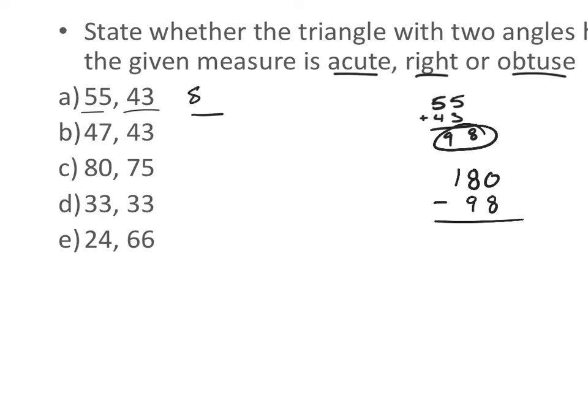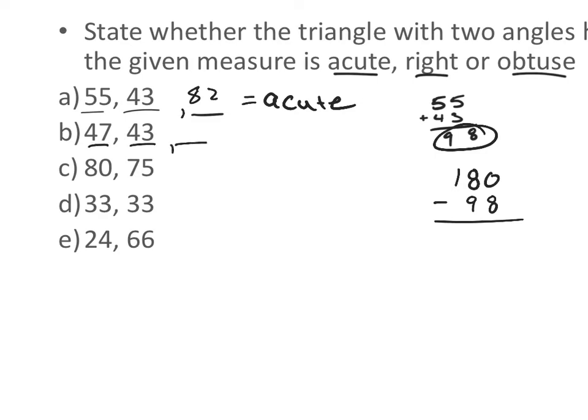Okay, so we've got 82 degrees. What kind of triangle has angles of 55, 43, and 82? It is acute, but I didn't know that until I knew that third angle. Without that third angle, I couldn't make that assumption.